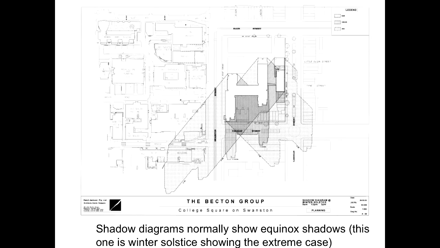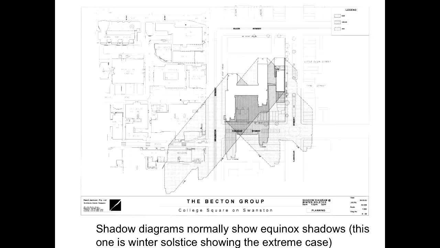This one is showing the solstice, the winter solstice, which is the worst case scenario. We sometimes apply this. Some areas require that more extreme test, or it's just there for information. But normally when we're talking about residential development, we use the equinox.